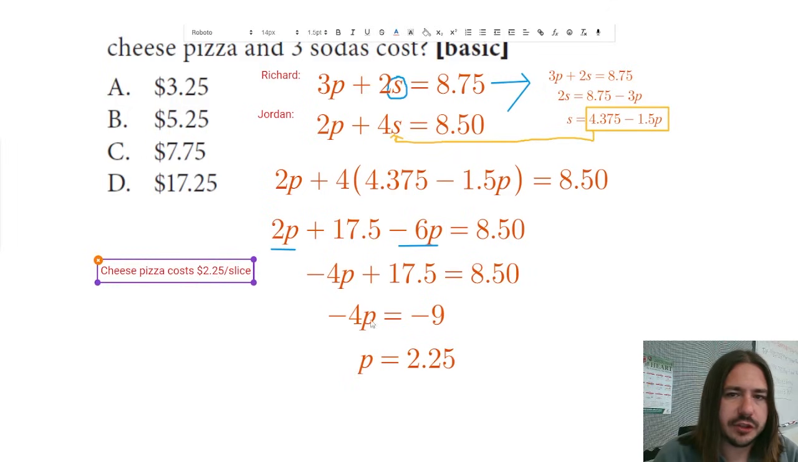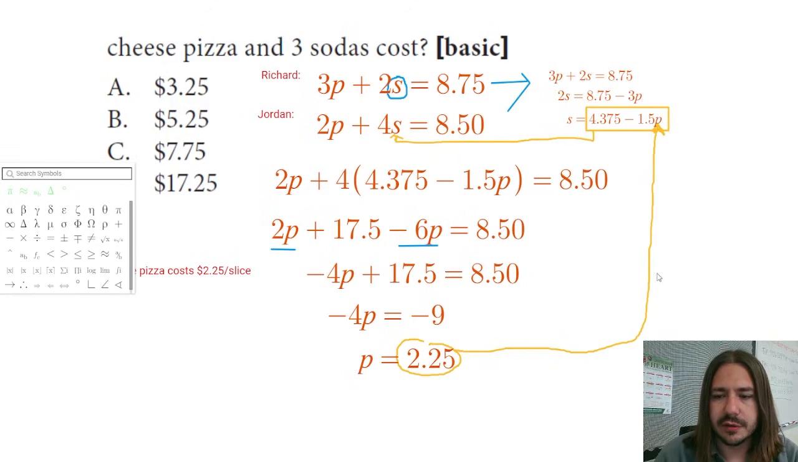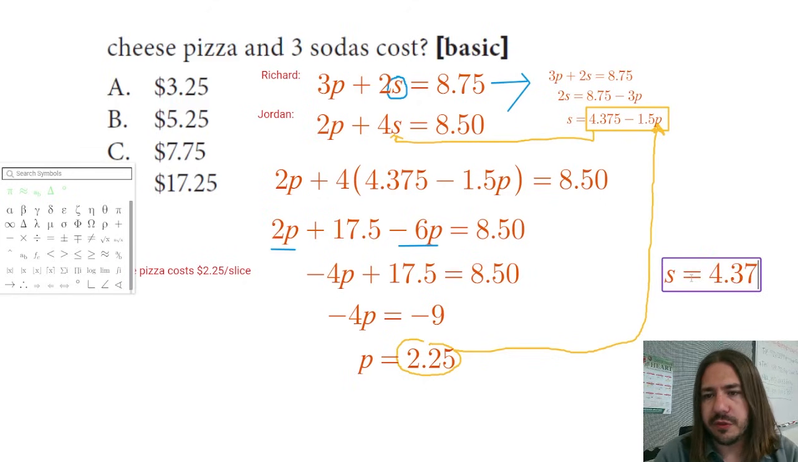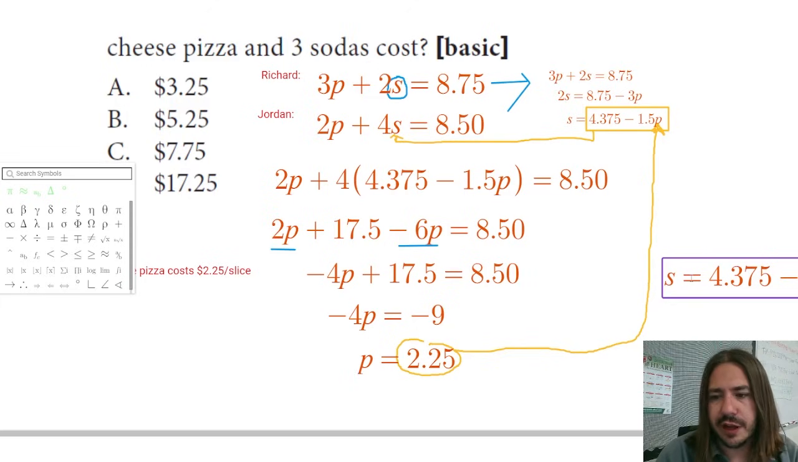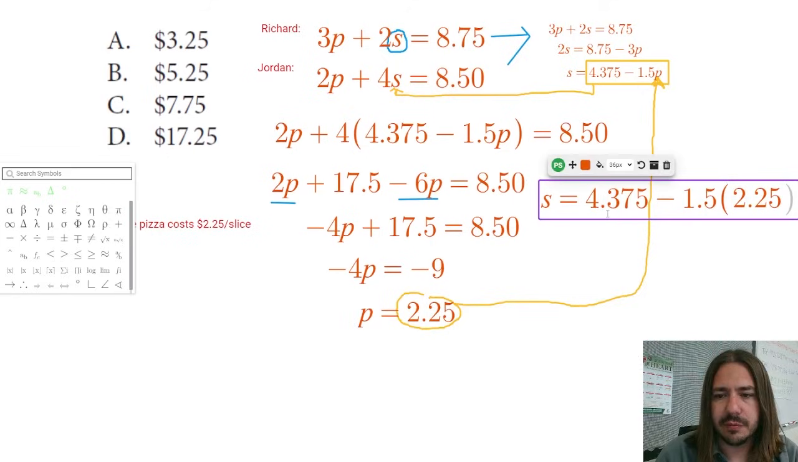All right, now that we have the cost for the cheese pizza, we can find out the cost for the soda. I'm going to take this number I just found, right here, this is P, and again substitute. That's why the name of this technique is called substitution, by the way, because you substitute twice. Plug it in here, and we'll get our S value, which is the cost of a soda. So S is going to equal 4.375 minus 1.5 times 2.25. And let me bring that over so you can actually see it. I'll scroll down a little bit further.